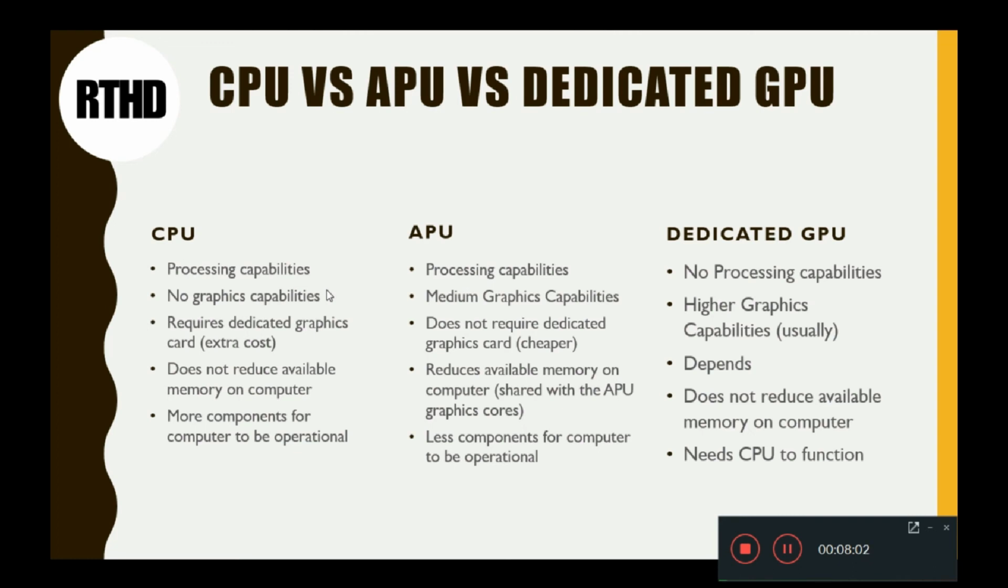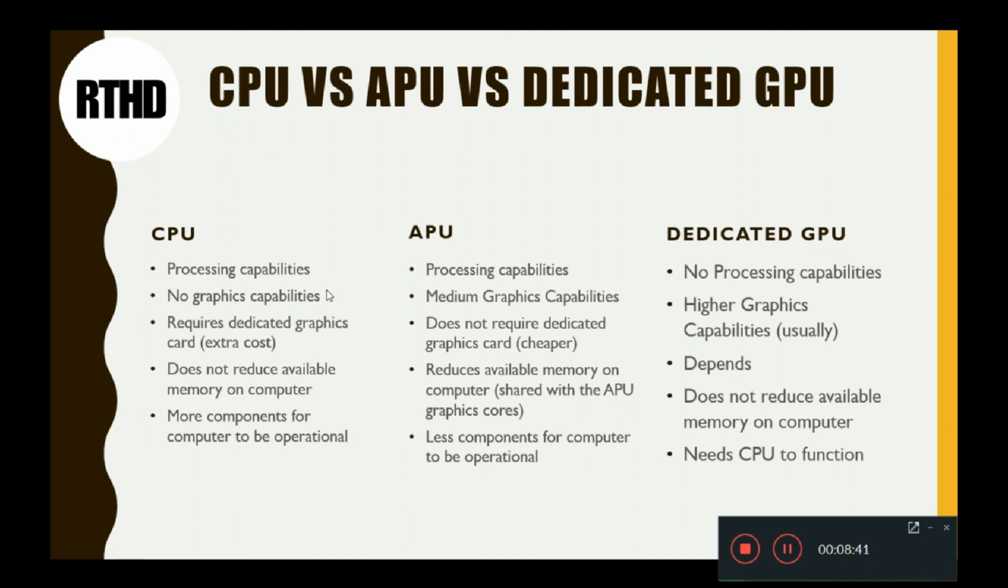With an APU, you don't need a dedicated video card, and so it has fewer components for the computer to be operational. Instead of the CPU setup, which requires the RAM, the motherboard, the CPU, and the dedicated graphics, which is four pieces to display something onto the screen, an APU only requires the APU, the motherboard, and the RAM in order to display something on the screen. And of course, a dedicated GPU can't do anything without either a CPU or an APU. So that's pretty much the differences.